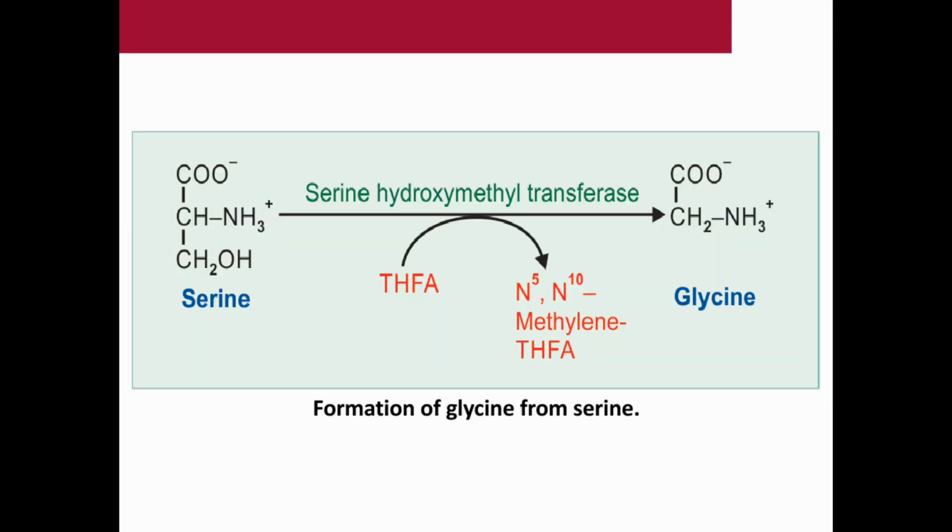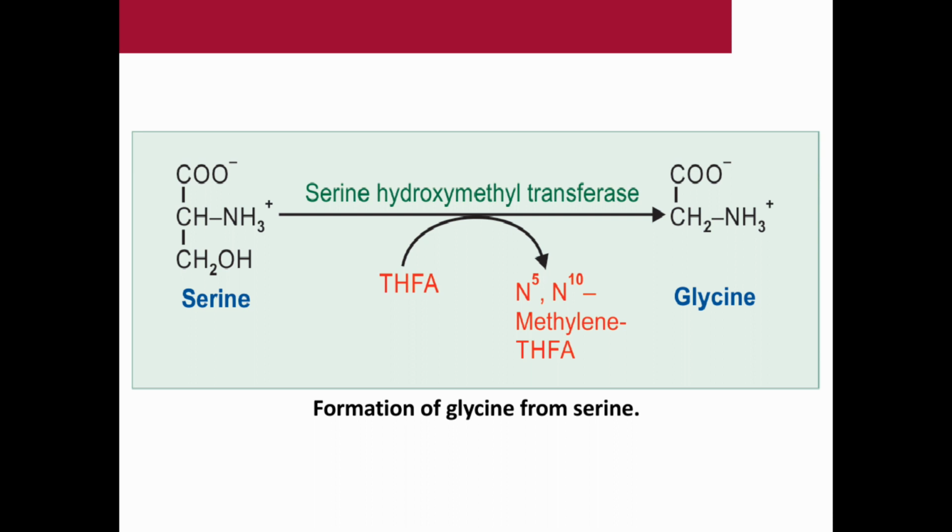So, metabolism is of two important processes: catabolism and anabolism. Catabolism is breakdown, and anabolism is synthesis. As you know, glycine is a non-essential amino acid, that is, it is synthesized in our body.